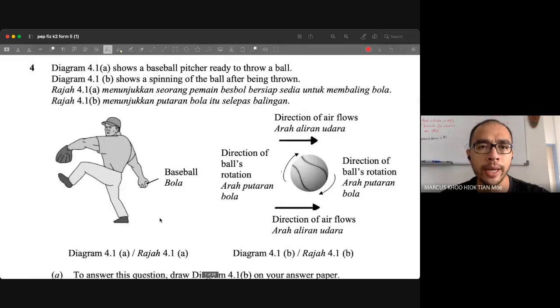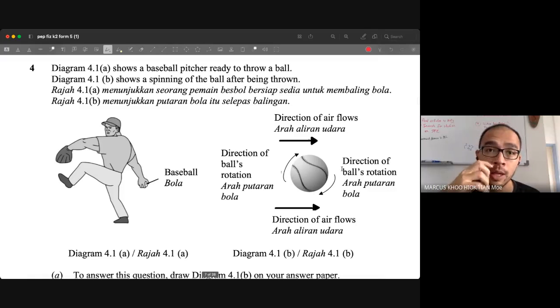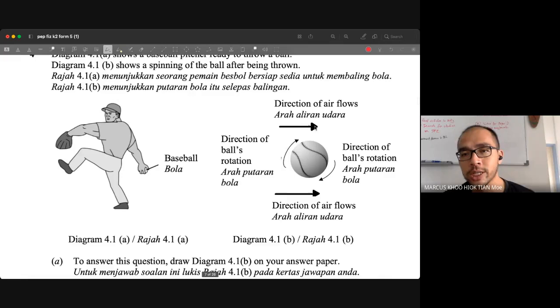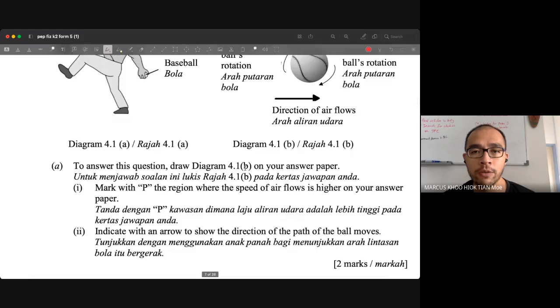Okay, diagram 4.1a shows a baseball pitcher ready to throw a ball. This is a spinning of a ball. This is Bernoulli's principle. Interestingly enough, we discussed this last year, if you remember. I talked about the spinning of the ping pong ball, the spin of the baseball when you throw the ball. The airflow is here, the direction of the ball's rotation is here, but it opposes it here. To answer this question, draw on 4.1p and mark P where the speed of airflow is higher.